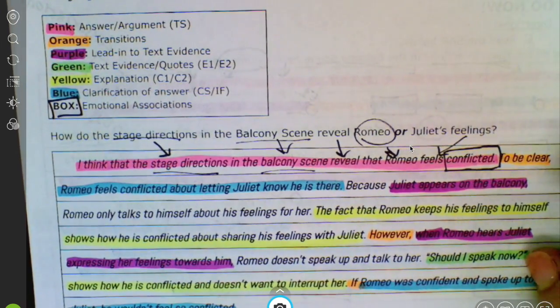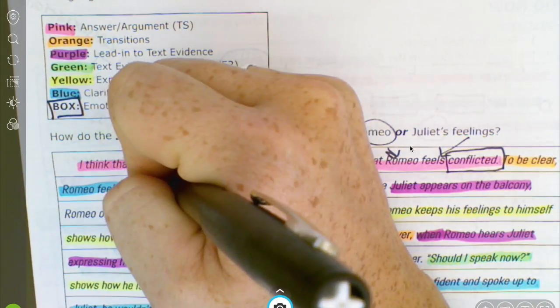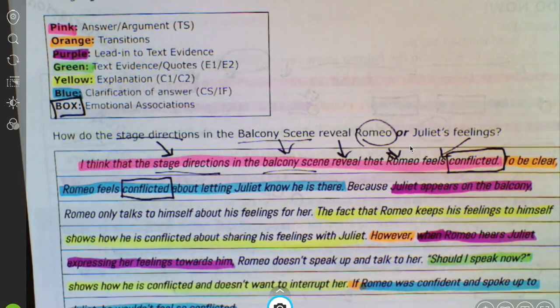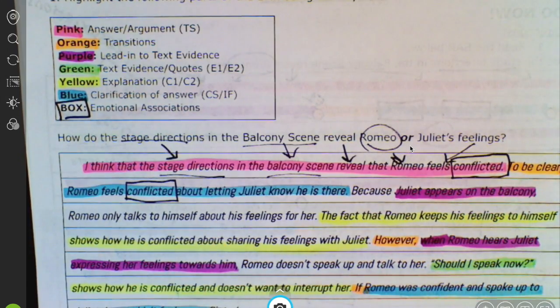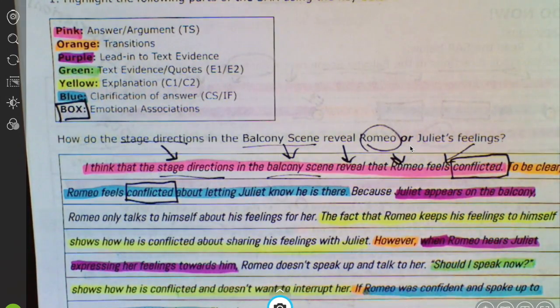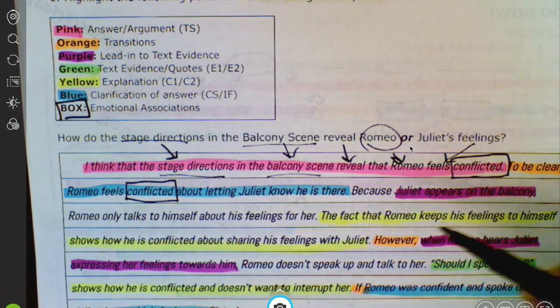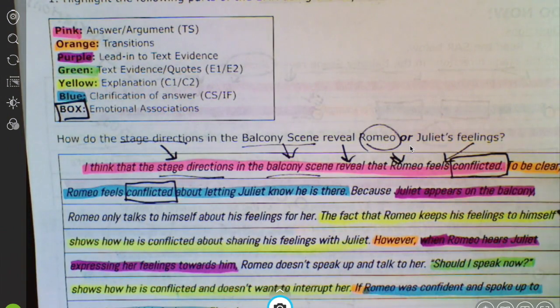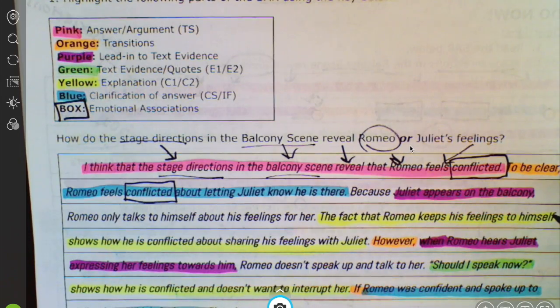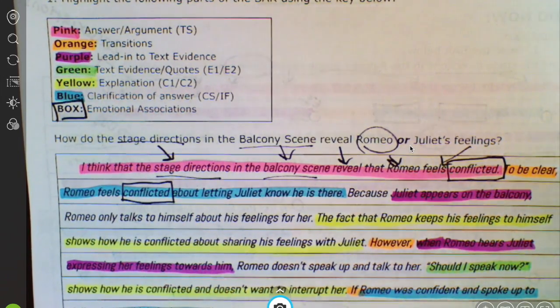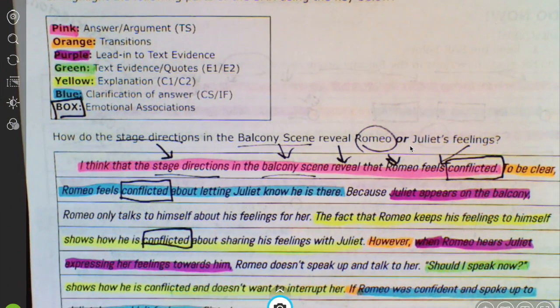So if I go up here, I say, to be clear, Romeo feels conflicted about letting Juliet know he's there. Well, that's the same word. And in my clarification sentence, I need to clarify or explain my answer. And if I use the same word, I'm not doing that. If I continue into the next sentence, it says, because Juliet appears on the balcony, he only talks to himself about his feelings for her. Well, that doesn't explain anything to me. My next sentence, the fact that Romeo keeps his feelings to himself shows how conflicted, again, same word, not really showing me much depth or meaning about sharing his feelings with Juliet.